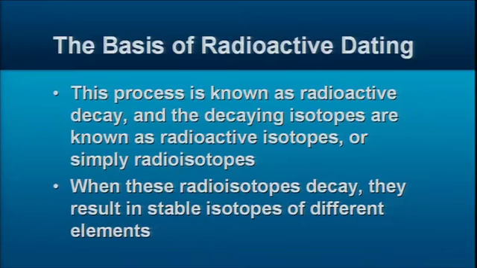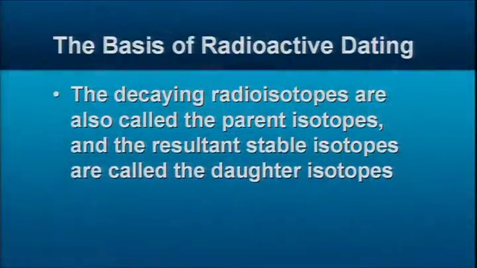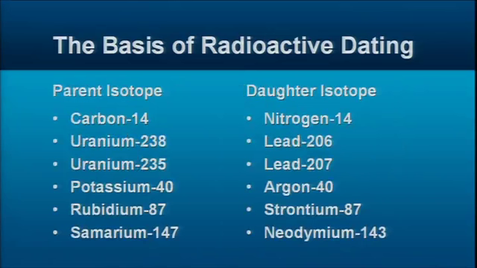So you go from a parent element to a daughter element. The decaying isotopes are called parents, and the resultant stable isotopes are called daughters. The parent decays and changes to a new element, which is a daughter element. It's not that difficult, you just have to get your brain around the terminology.